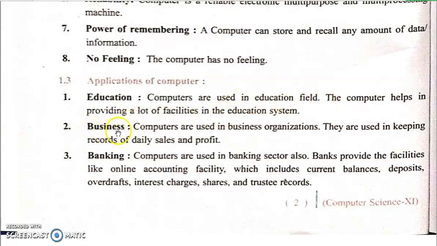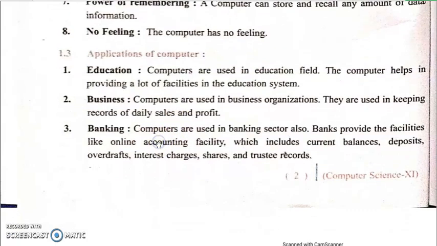So next is business. Computers are used in business organizations. They are used in keeping records for daily sales and profit, and for many other work also. Computer is very helpful in this field, and many companies rely on the working of computers only. There are many companies which are based on the knowledge and the efficiency of a computer itself.